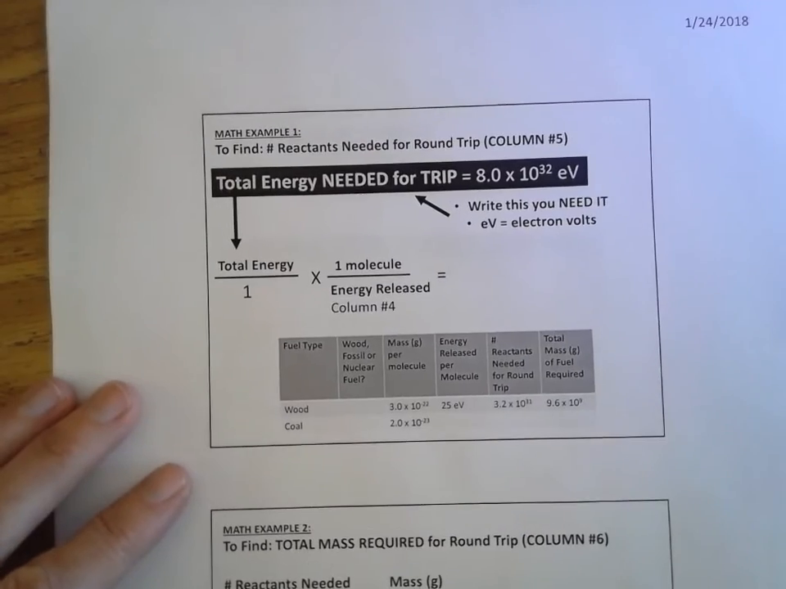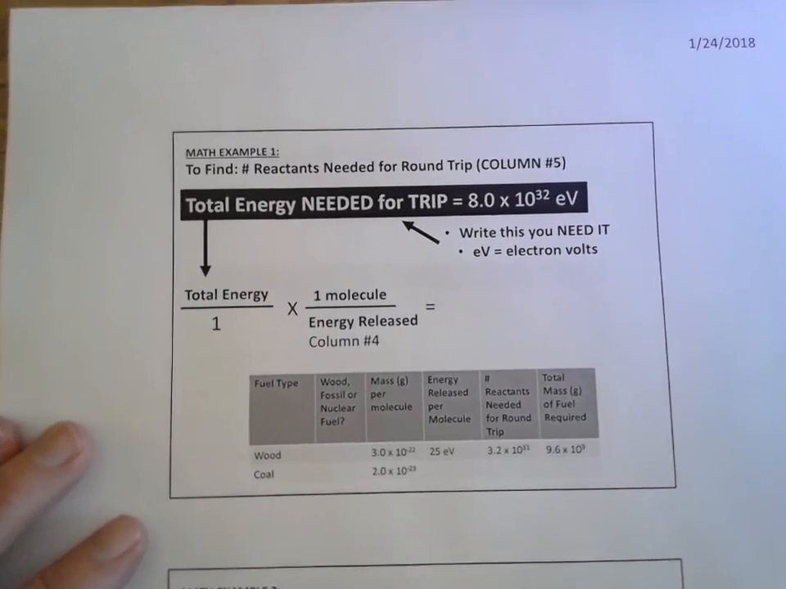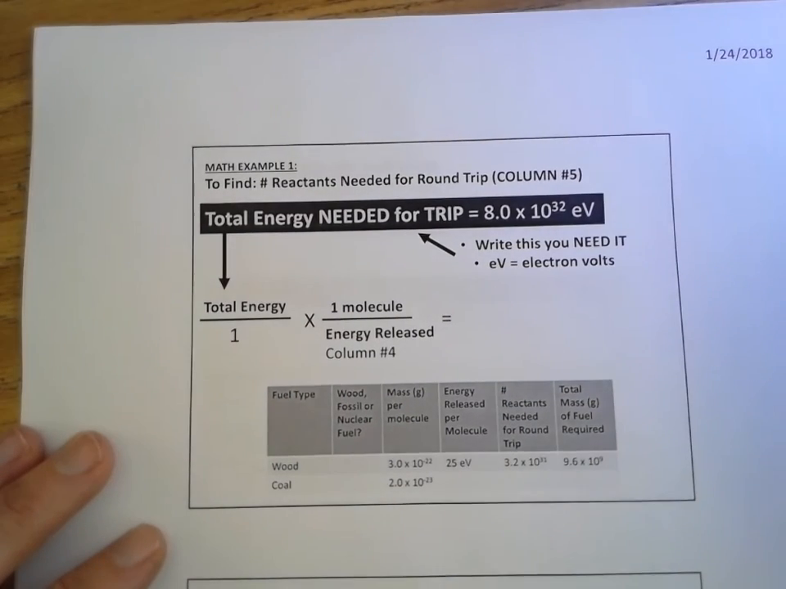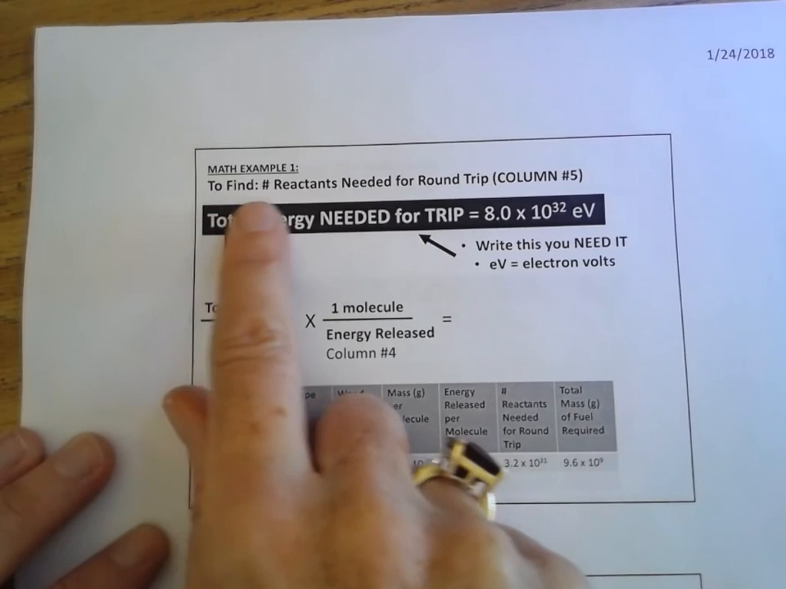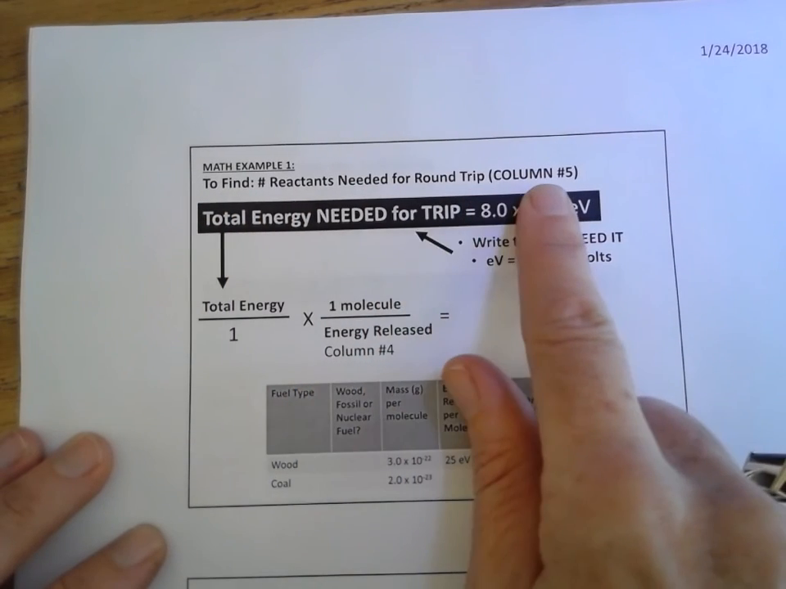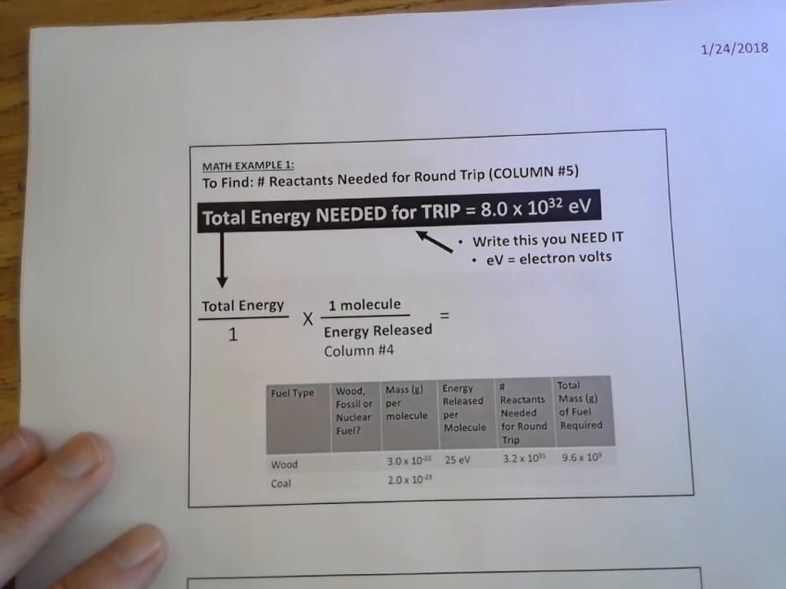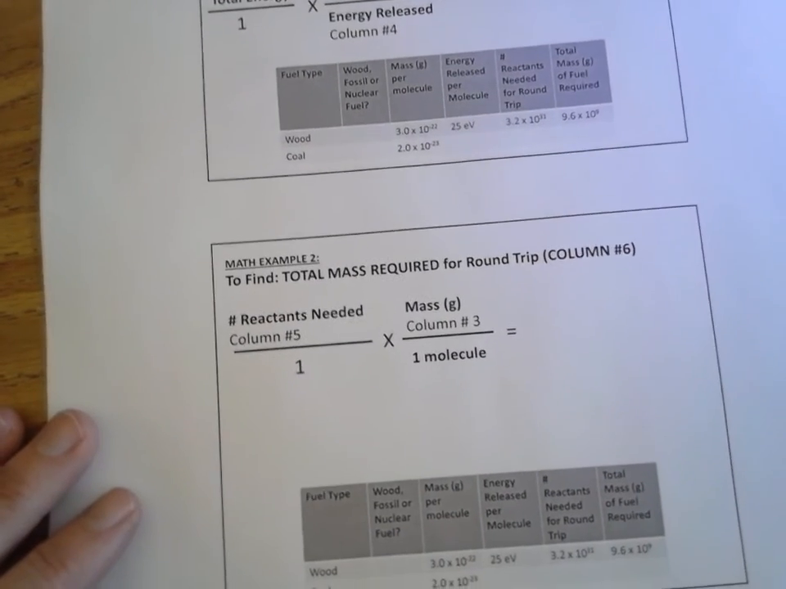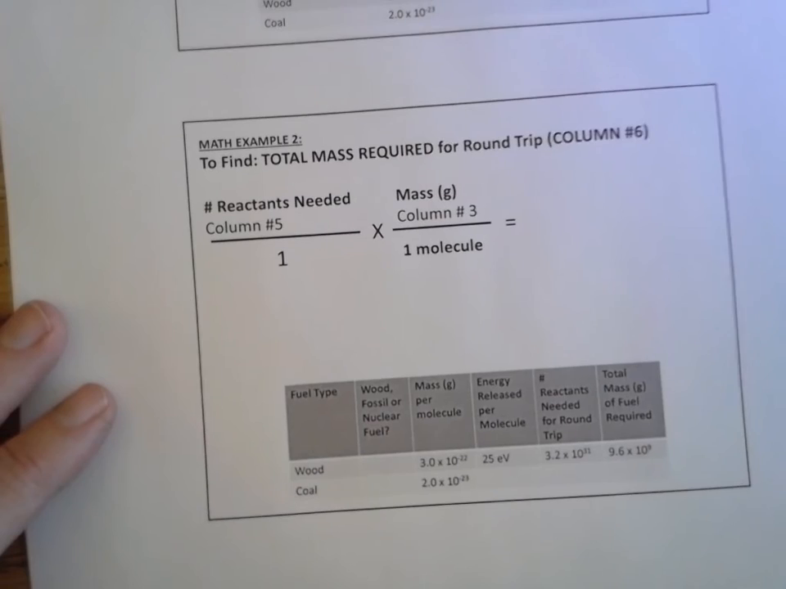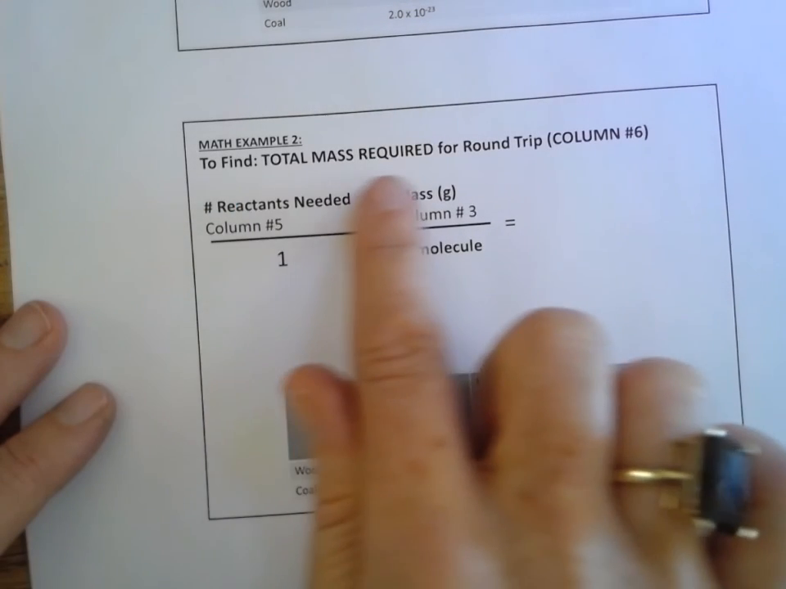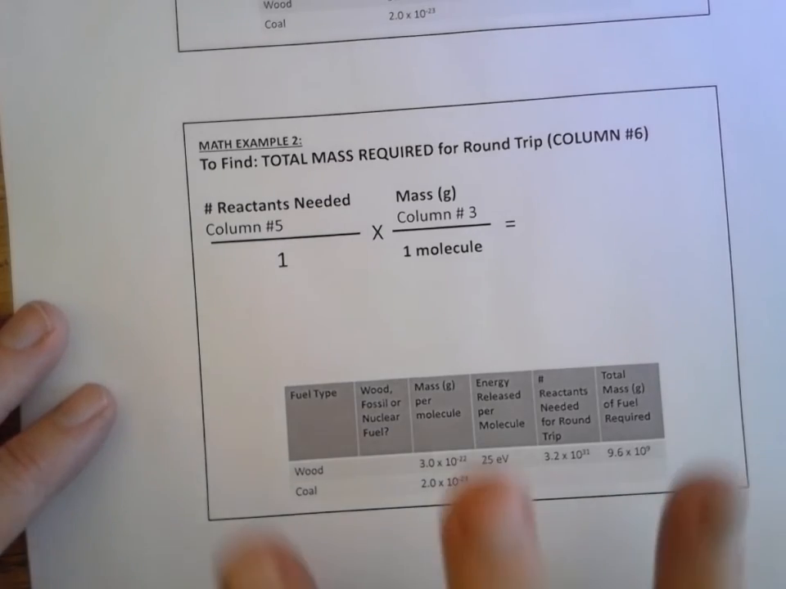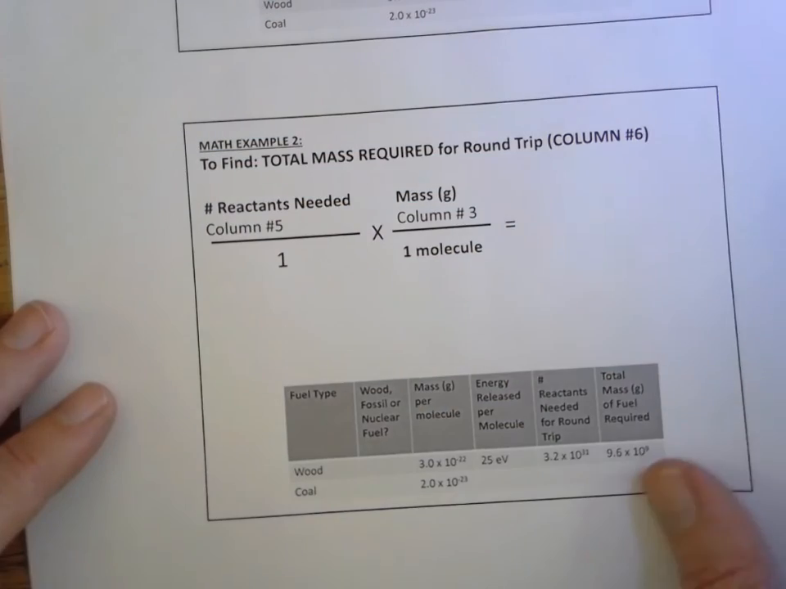Alright, here's math example 1. I'm going to do this math in a video, and this math is going to help you find the information for column 5. I'm going to walk you through this in a separate video. And then here are instructions for column 6 math, or to find the total mass required. If you were in periods 1 or 2, I did not do it this way for you, but it went a lot better this way.